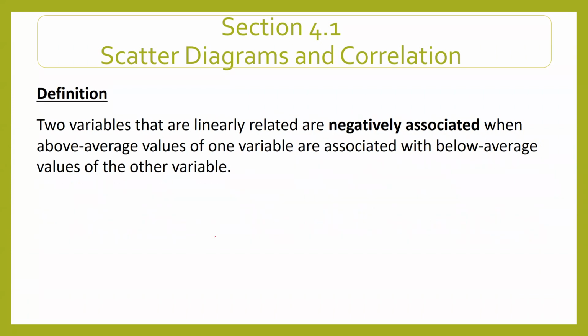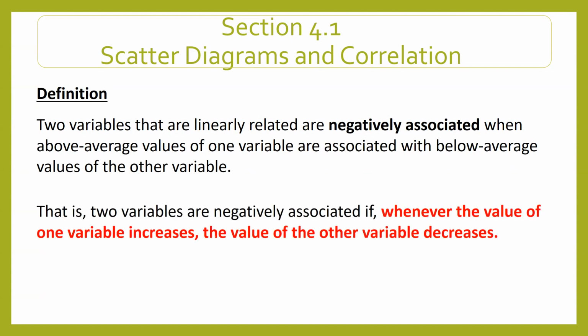All right, so let's look at negatively associated variables. This is when above average values of one variable are associated with below average values of the other variable. And just to put it in a simple form, we say whenever the value of one variable increases, the value of the other variable decreases. That's what we mean by negatively associated.